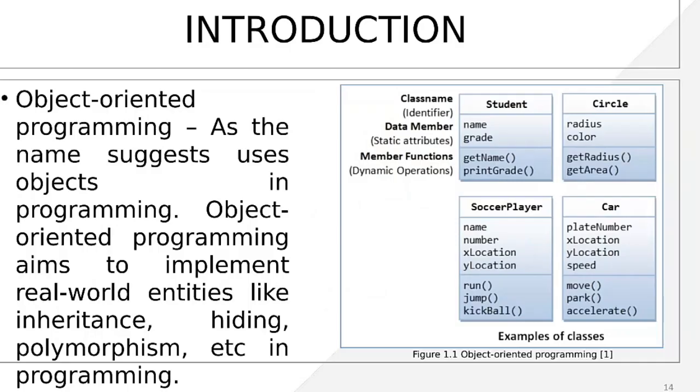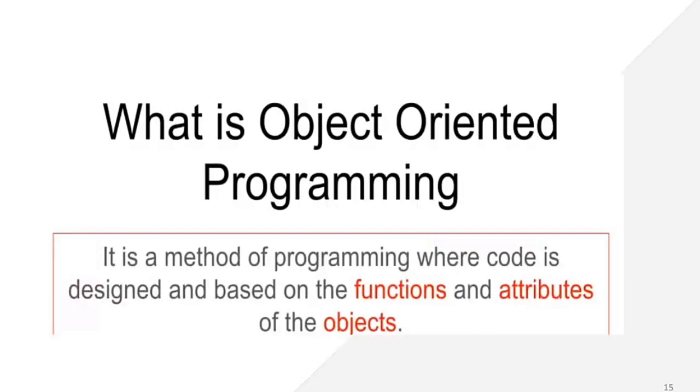Understood? Can you relate this definition now? It is a method of programming where code is designed and based on किसके ऊपर based होता है? Functions and attributes. These are the names, age, date of birth, and functions. What you can do in bank? You can deposit the money. You can withdraw the money. पर ये सब कौन कर सकता है? Who can do it? Of the object.